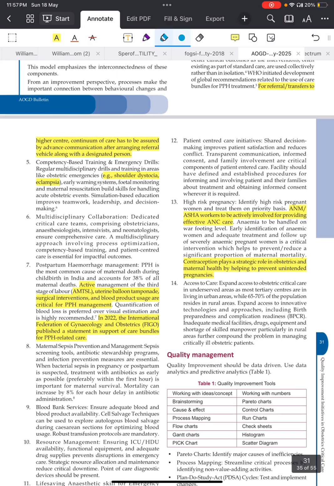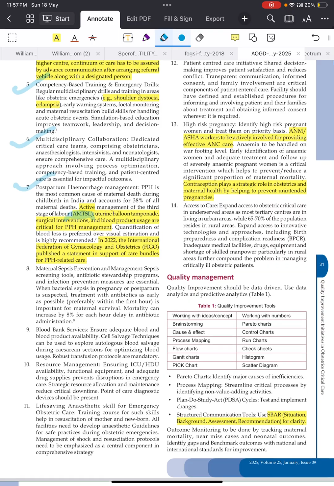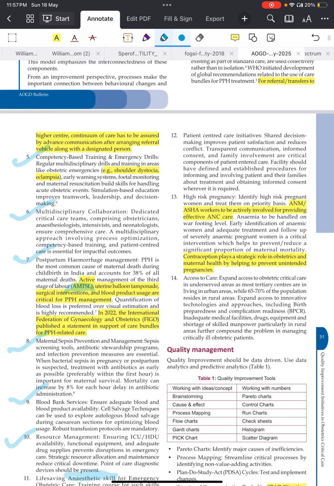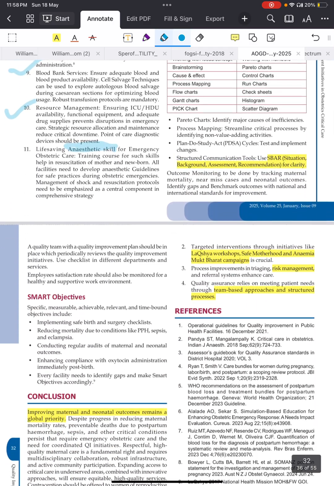For referrals and all, we'll use some protocols, and computer-based training drills for shoulder dystocia. Multidisciplinary collaboration is required. For PPH also, AMTSL should be done. These are all different protocols being given to improve the quality of care: maternal sepsis prevention, blood bank services, resource management, life-saving anesthesia skills. These are also training. Basically this topic says that we should give training to individuals. Even ANMs and ASHA workers should be given it. Contraception also should be educated to the patients.